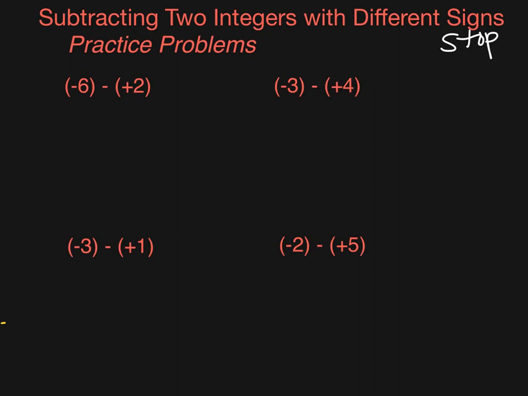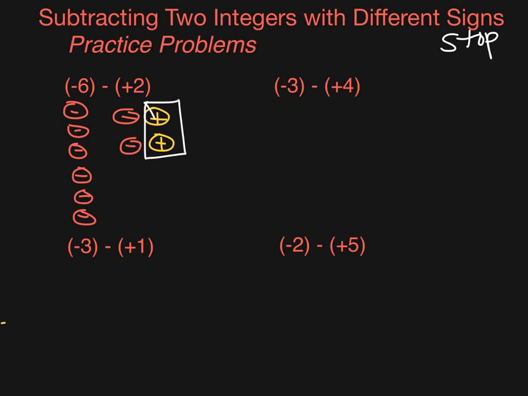Here we are, we've got -6, take away +2. So there's my -6, 1, 2, 3, 4, 5, 6. I know I need to take away 2 positive chips, but I need to make those as 0 pairs. So here's the matching chips to go with the positive ones. I'm going to take away my 2 positive chips, count up what I'm left with, 1, 2, 3, 4, 5, 6, 7, 8 negatives. So that's -8 as my answer.